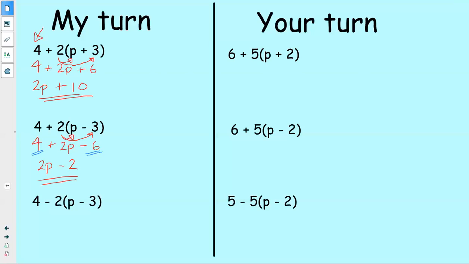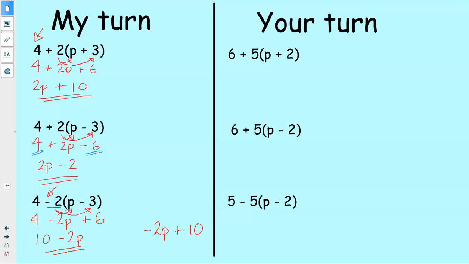Next one, again the 4, I'm not doing anything with the 4, so 4 slides down to the next line. Be careful here. That negative is attached to that 2 outside the bracket, so you're really multiplying that whole -2 by your p. So -2 multiplied by p is -2p, and -2 multiplied by -3 is a +6. And that becomes 10 subtract 2p. You can, if you really want, write the term with the p in it first, but it just starts with a negative, so it would be -2p add 10.